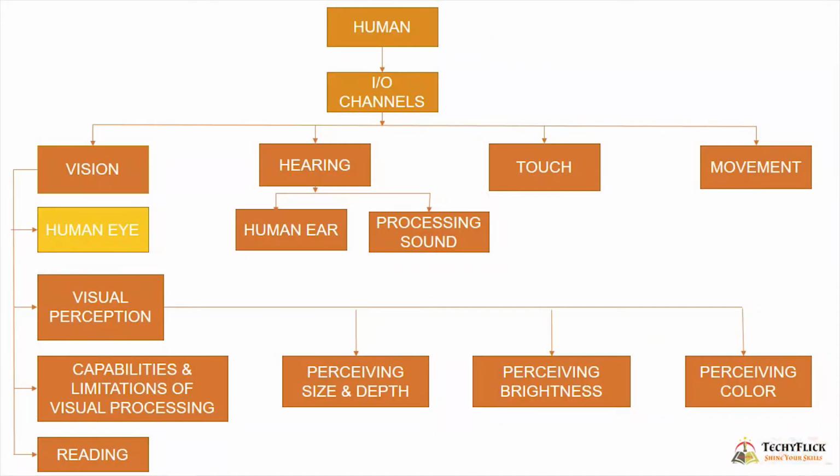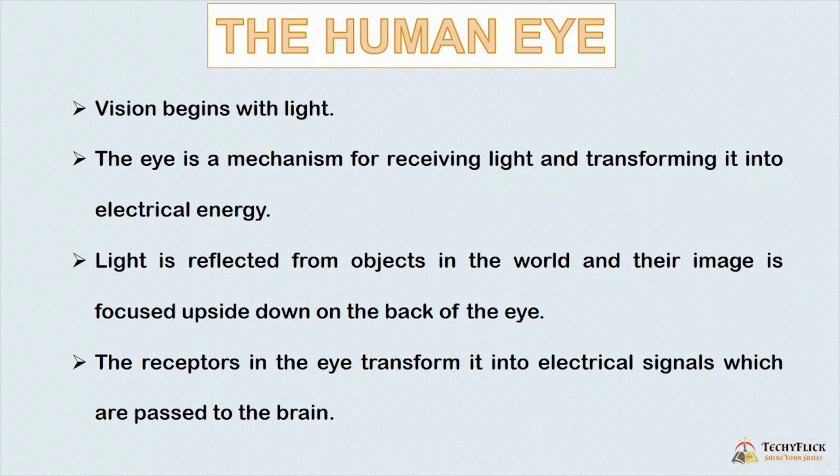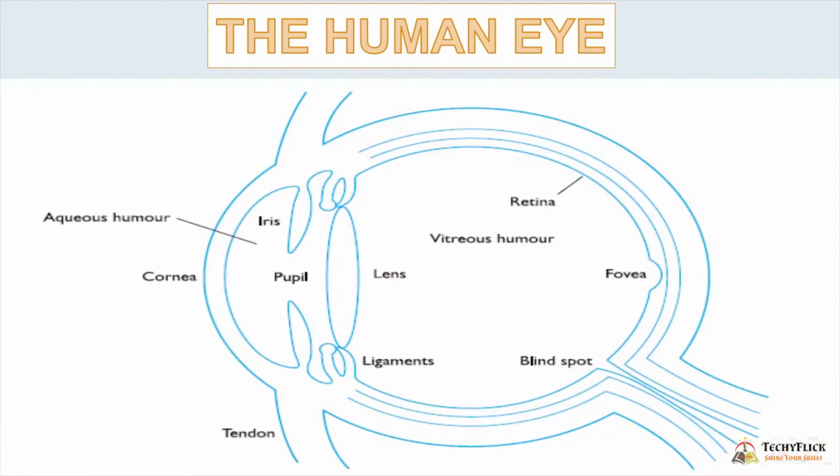Next, the human eye. Vision begins with light. The eye is a mechanism for receiving light and transforming it into electrical energy. Light is reflected from objects in the world and their image is focused upside down on the back of the eye. The receptors in the eye transform it into electrical signals which are passed to the brain. So this is the common human eye diagram.